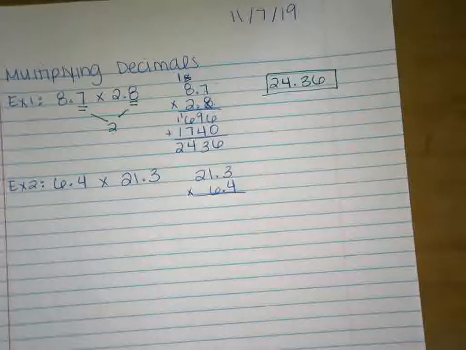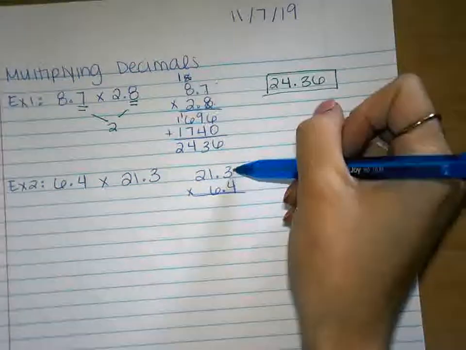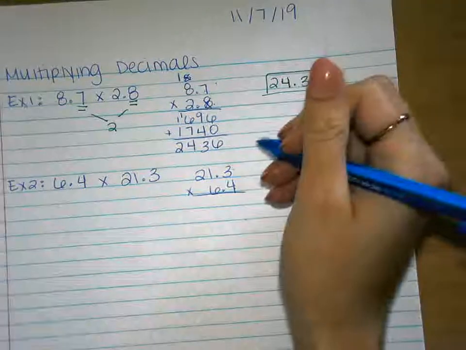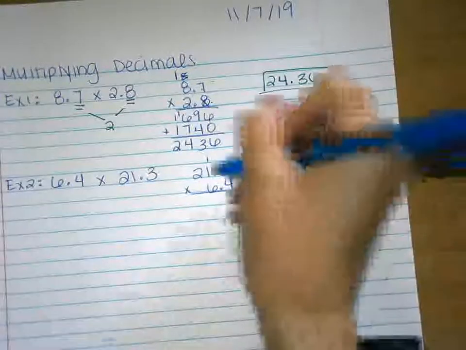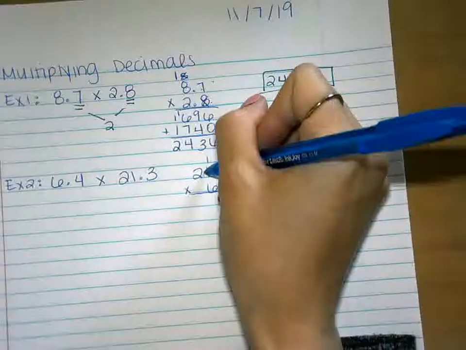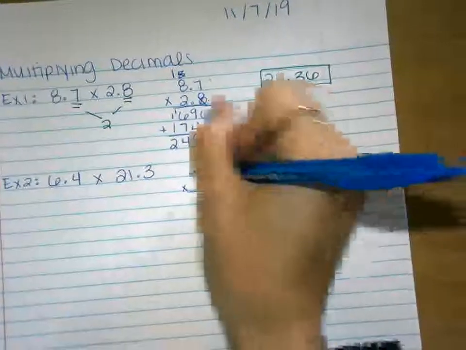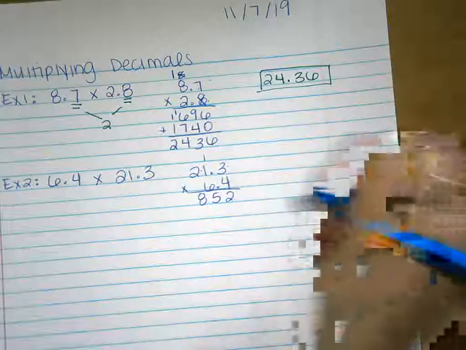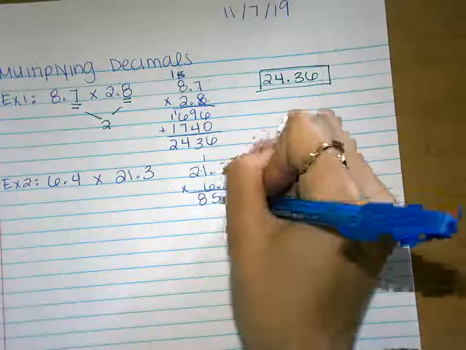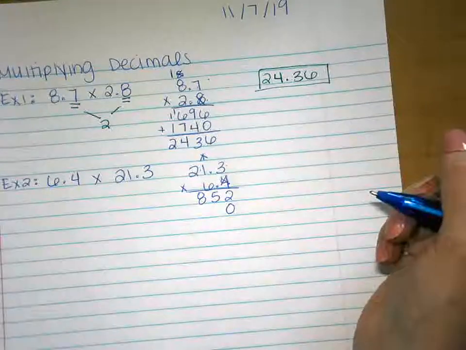Alright, I'm going to start going over this with you guys. 4 times 3 is? 12. What is it, everyone? 12. 2 goes down, 1 goes up. 4 times 1 is? 4. Plus 1 is? 5. 4 times 2 is? 8. What do I need to add? 0. I'm going to get rid of my 4 and my 1 because I already used them.